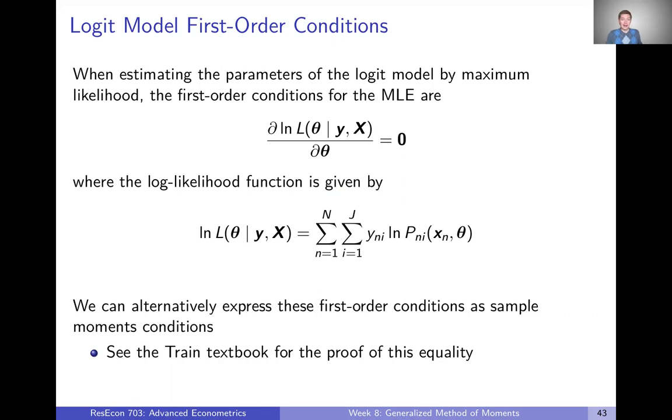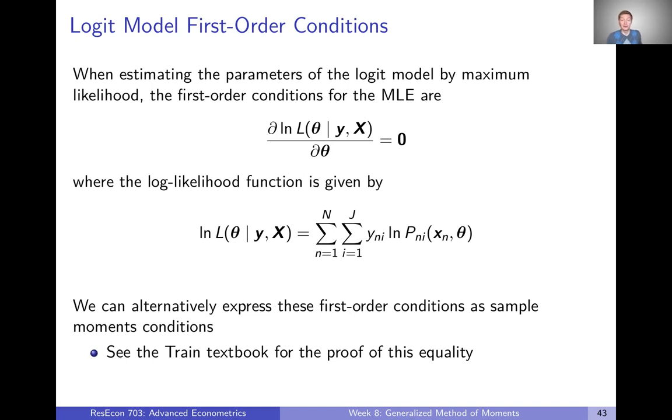So let's first go back to what we talked about last week and remember our Logit first order conditions. When we're estimating the parameters of the Logit model by maximum likelihood, the first order conditions for the maximum likelihood estimator are that the derivative of the log likelihood function with respect to each parameter equals zero. And here we have the expression for the log likelihood function. Remember, we're essentially just adding up the log of the choice probability of the actual chosen alternative for each decision maker. So for each decision maker, we find the choice probability of their chosen alternative, take the log of that, and then add that up over all decision makers. That's our log likelihood function.